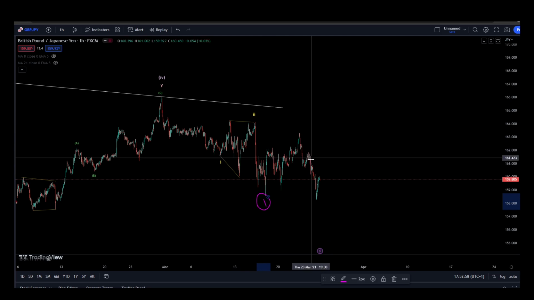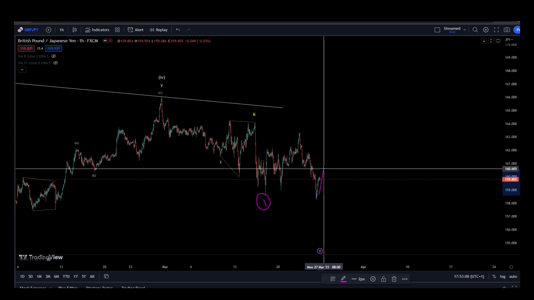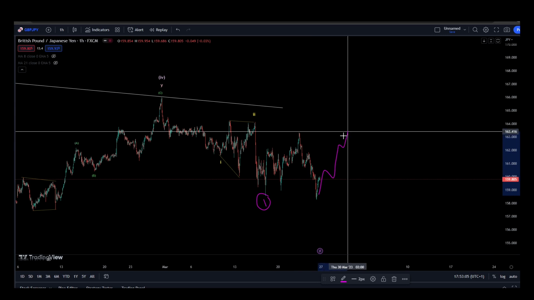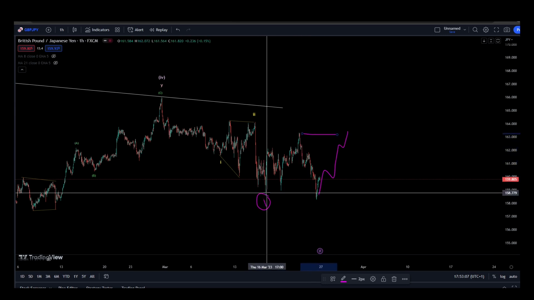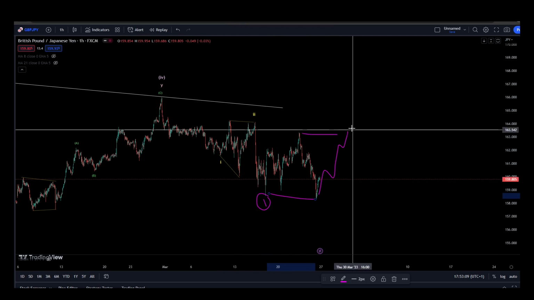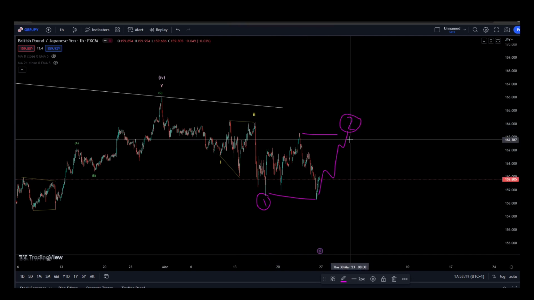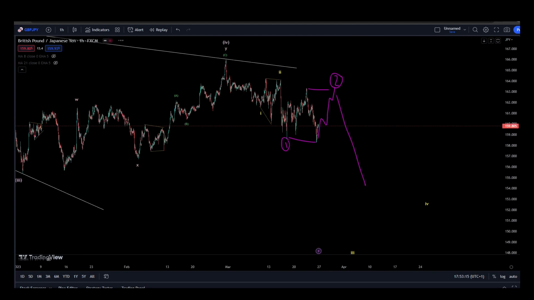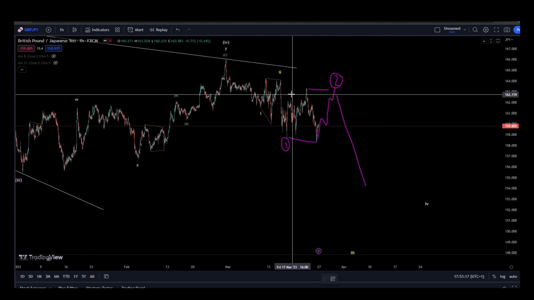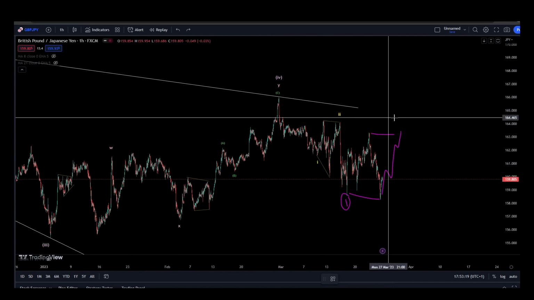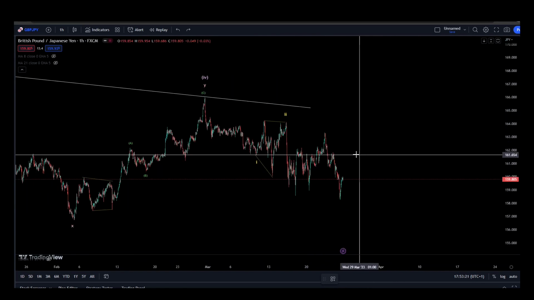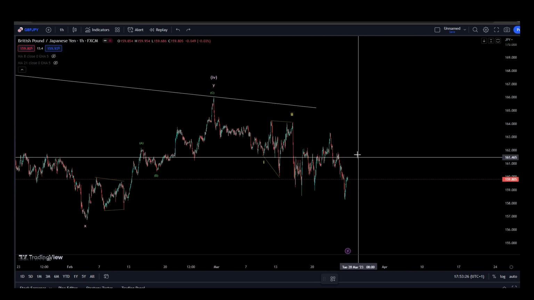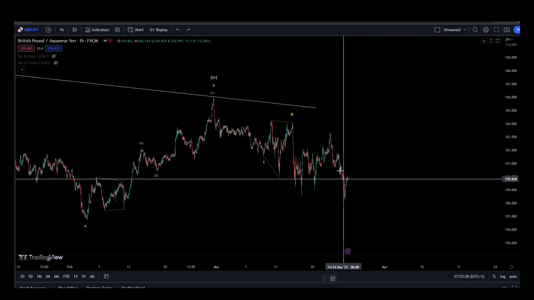Is this going to be another A, B, C giving us an expanded flat, and now we get one more move to the upside as an impulse to give us another flat, which will give us a wave 1 here, a wave 2, and then we're going to continue on for the third wave of wave 3. And what that essentially means is we are consolidating, or moving sideways, I would say. But in terms of the overall bias of where this market is heading, we are going towards the downside.